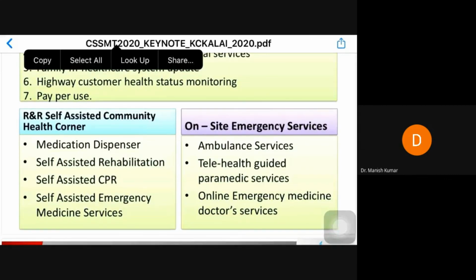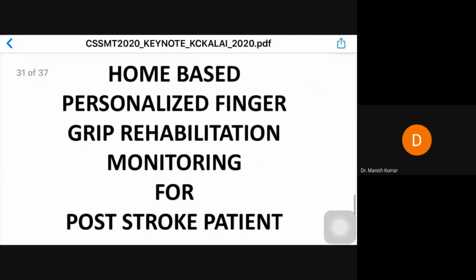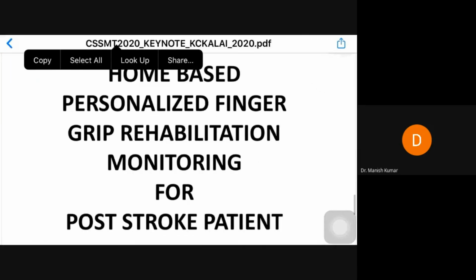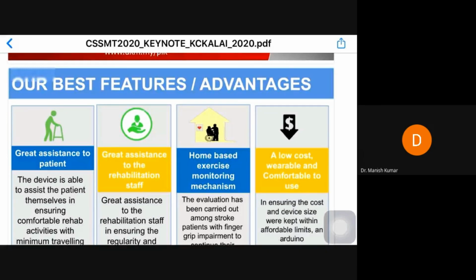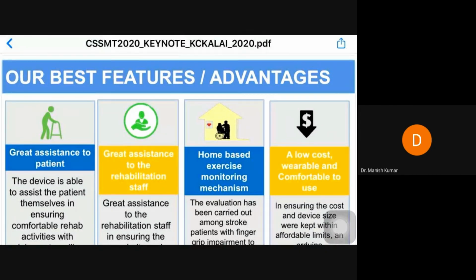We also have on-site emergency services in this project. Okay, and finally, the last one here is on home-based personalized finger grip rehabilitation monitoring for post-stroke patients, where we look at how a post-stroke patient, who normally has a lot of challenges coming to the hospital for only 20 minutes or half an hour of rehab, can be assisted at home. That was the real approach.